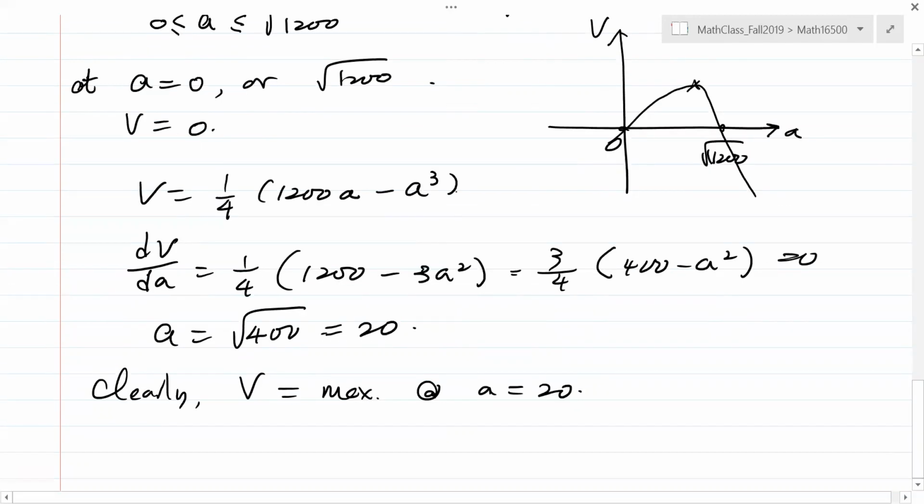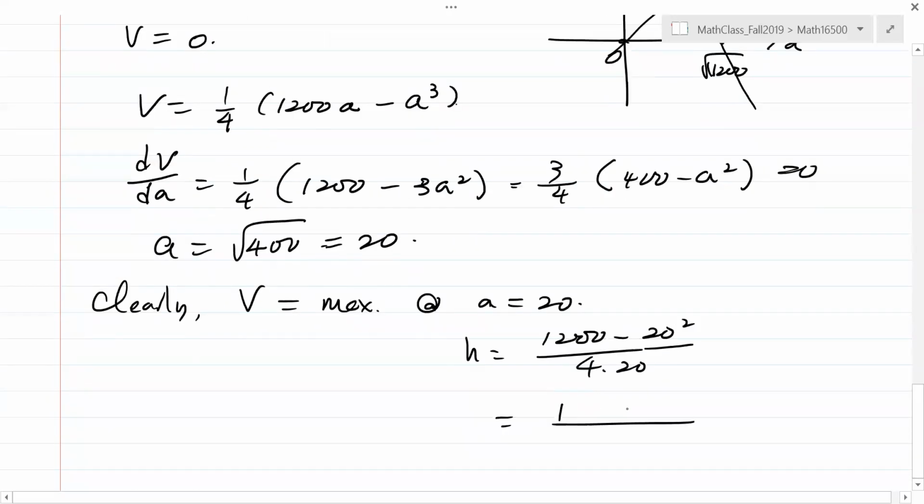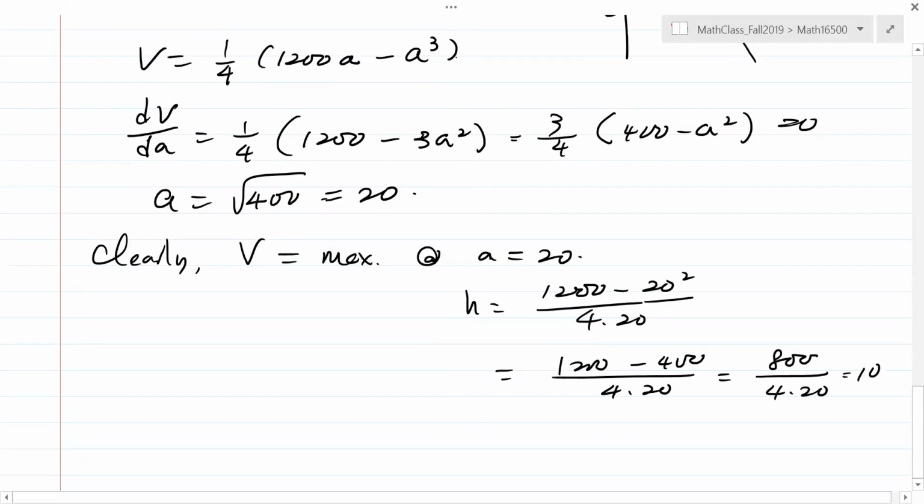When A is 20, you can find H, right? H is going to be 4 times 20, and 1,200 minus 20 squared. Let's do the calculation. 1,200 minus 400 is going to be 800. Okay, it's 10. All right, 10. Good. The height should be 10.